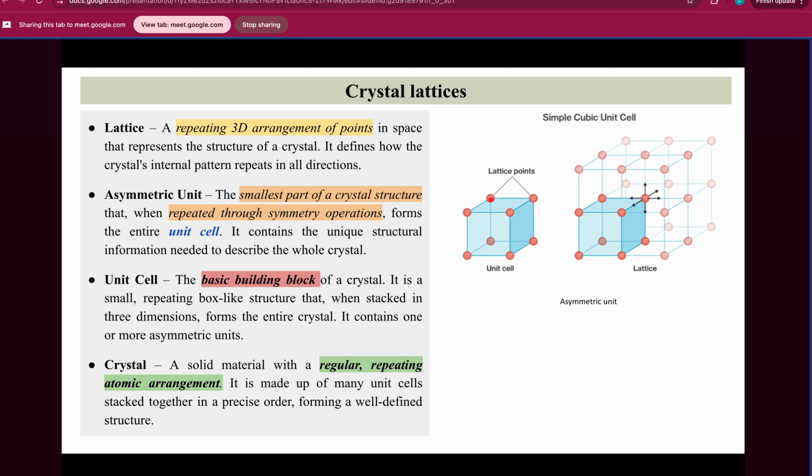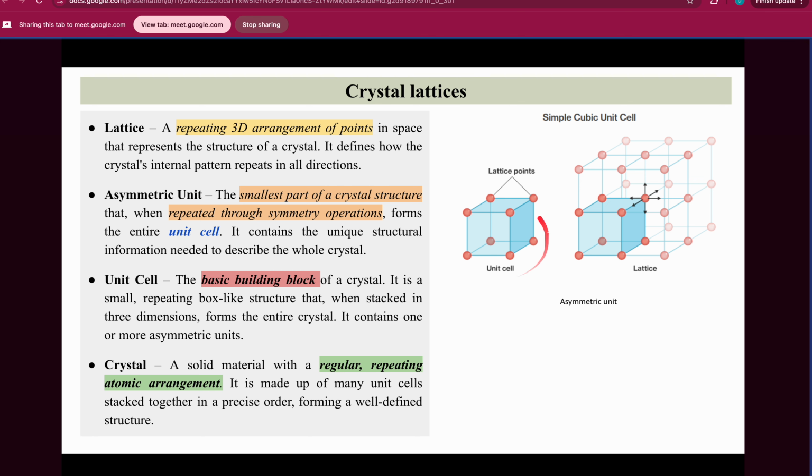These are the lattice points, and the smallest unit is the unit cell, which combines together to form a bigger crystal, or a bigger crystal lattice. Lattice is just the three-dimensional arrangement, and whenever you stand on a point in the crystal lattice, you will see all other points at an equal distance from this particular lattice point, which is generally D.